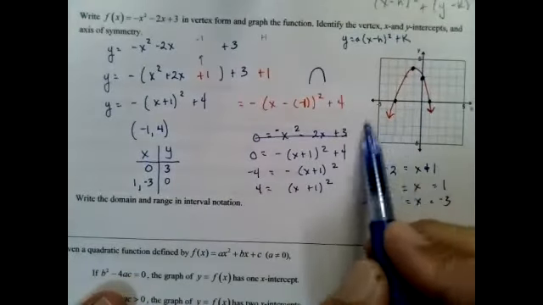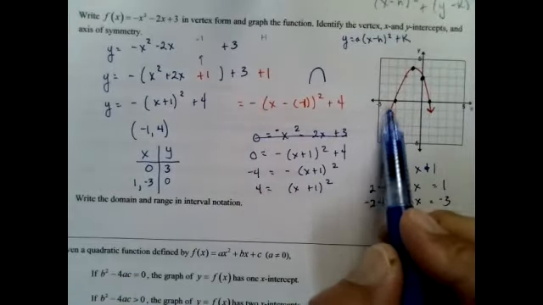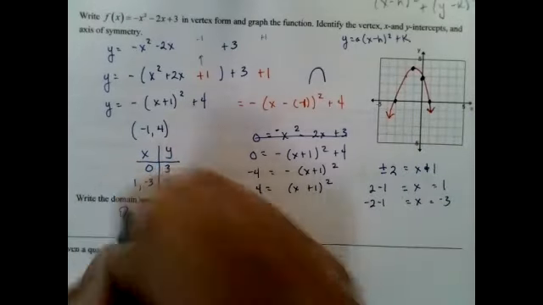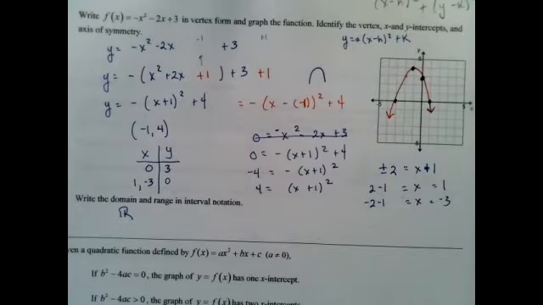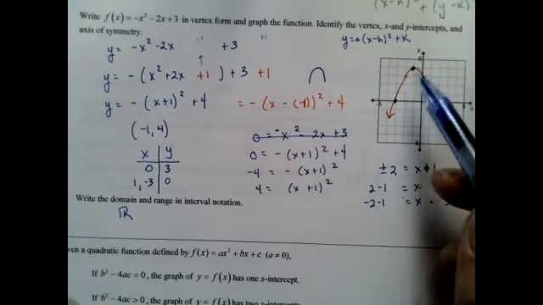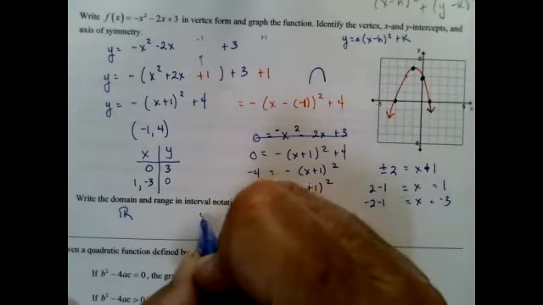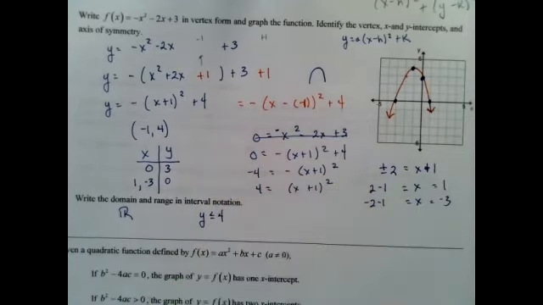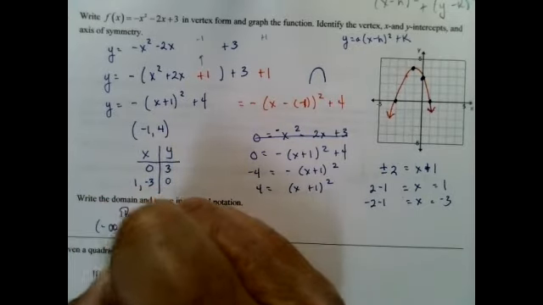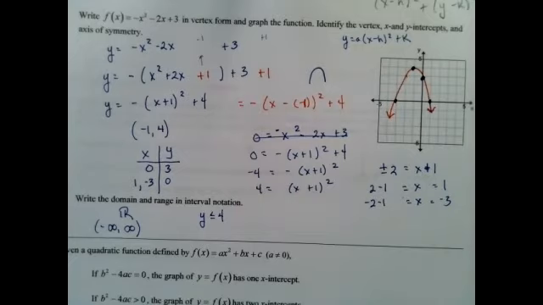Some questions to go along. What is the domain? Well, I can put any real number in because any x is my domain. So the domain is all real numbers. The range is all values less than 4. Y is less than or equal to 4. This would be negative infinity to positive infinity and beyond.